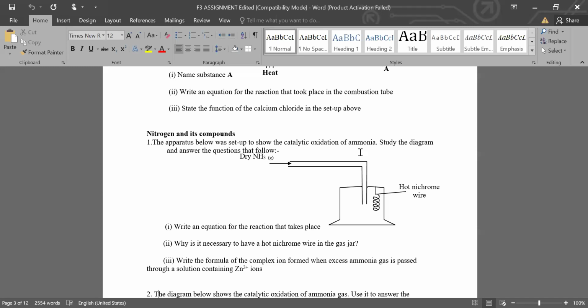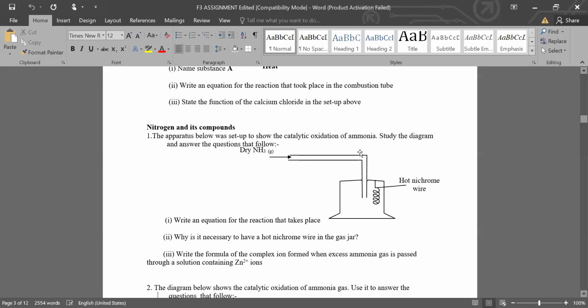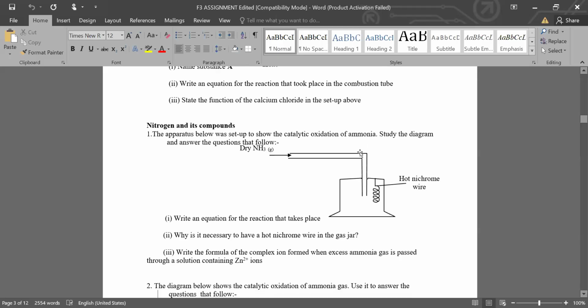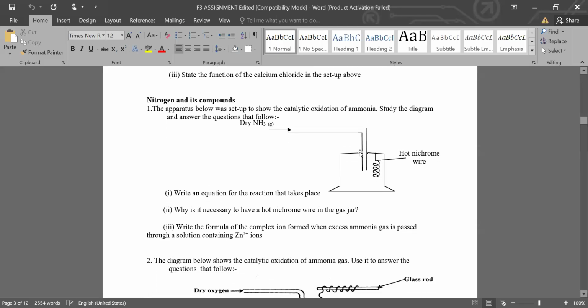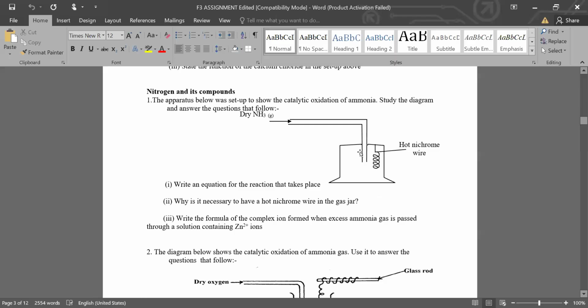Then we can go to the other question. The other question now is on the topic nitrogen. The apparatus below was set up to show the catalytic oxidation of ammonia. Study the diagram and answer the questions that follow.